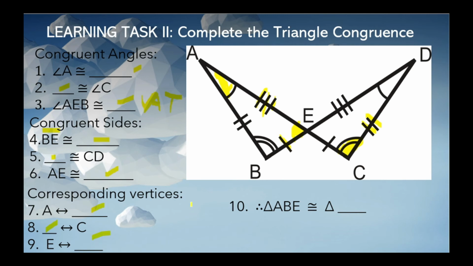So, since they have corresponding vertices, they have congruent angles and congruent sides. Number 10, therefore, triangle ABE is congruent to what triangle? Nabanggit ko yung kanina bago tayo mag-umpisa ng learning task number 2. Okay, so you're going to write your answer on a sheet of paper.